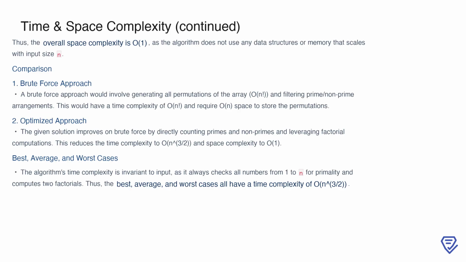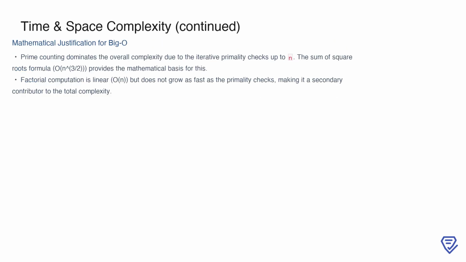Additionally, because the algorithm always iterates through integers from 1 to n to check for primality and computes two factorials, its time complexity remains invariant across best, average, and worst cases, consistently O(n^(3/2)). To further justify the big O notation mathematically, we can clearly see that the primality checking dominates the overall complexity. Because the is_prime function iterates up to the square root of each number, summing these square roots up to n gives n^(3/2), which becomes the primary contributor to the total time complexity.